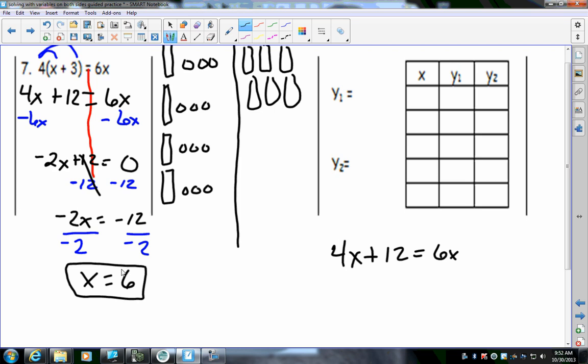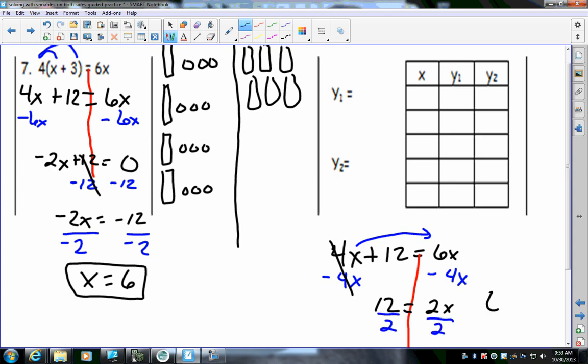Now, the reason I am telling you to move your x's to the left is for the inequality unit. But when I do it, I actually look and see that on equations, you can move this 4x over here by subtracting 4x from each side and getting 12 equals 2x. Then divide by 2 and get 6 equals x. You will get the same answer. The only reason I do it over here is for the inequality unit.